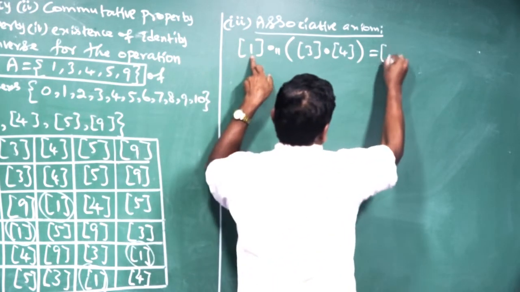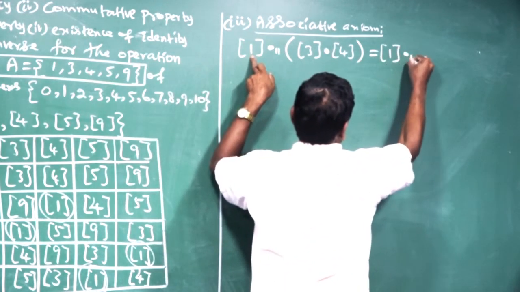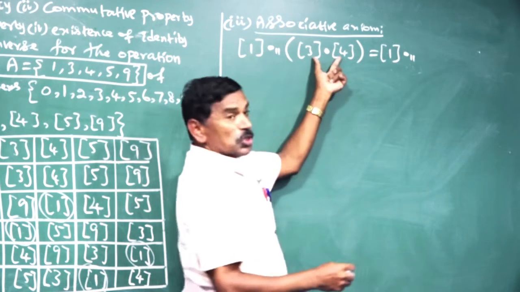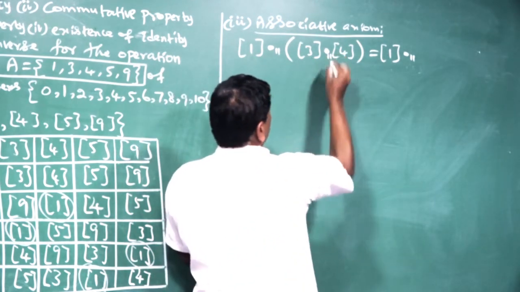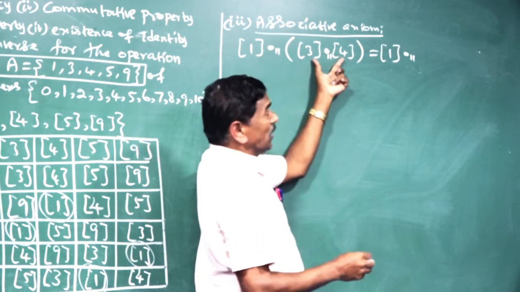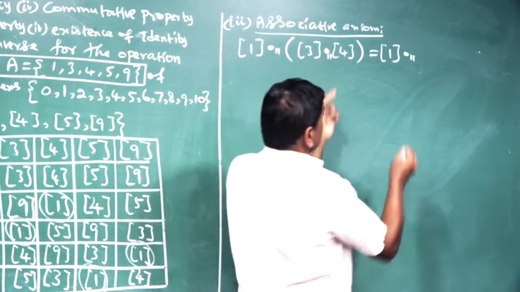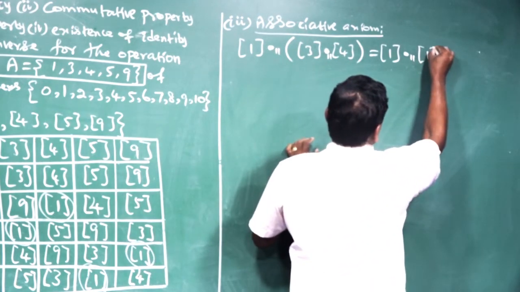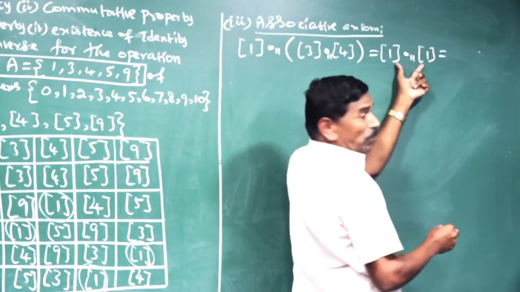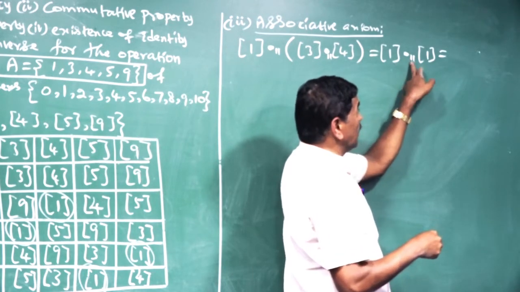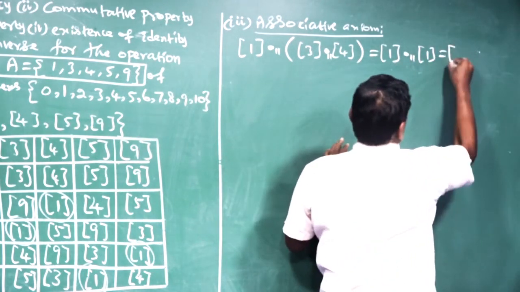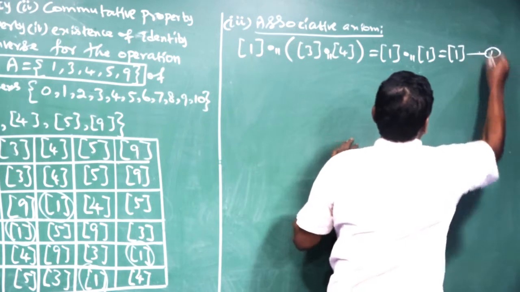Here, 1 multiplication modulo 11 and 3 4s are 12. Here multiplication modulo 11, important. 3 4s are 12. 12 minus 11, 1. So your answer is 1, which is equal to 1 into 1, 1. 1 is less than 11, so itself is the answer. So 1 is the answer, which is equation number 1.